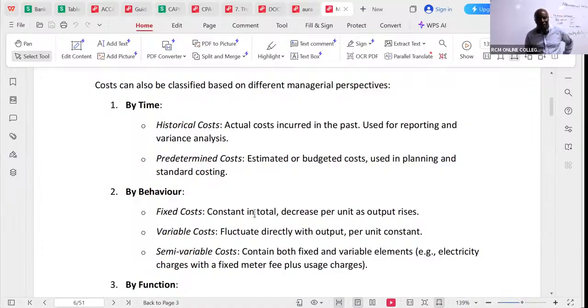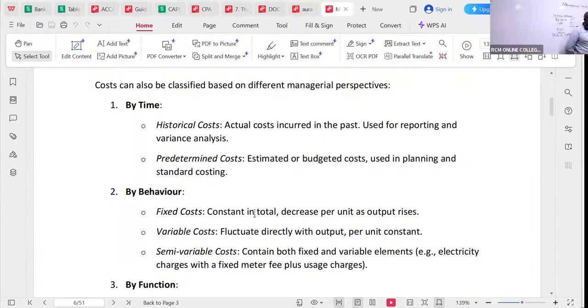Behavioral classification, we have fixed costs. They behave in a funny way. Goods produced are increasing by the day, but fixed costs are ever constant. That's funny behavior. So fixed costs are constant in total. Leave alone that they decrease, they are constant in total. Always constant. That is fixed cost.